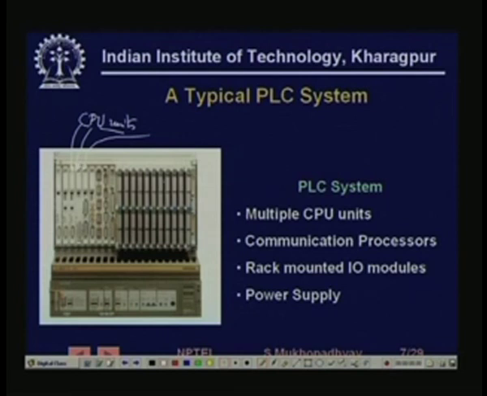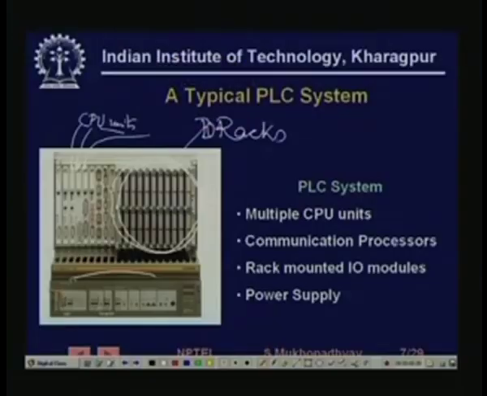There are a number of rack mounted IO modules. So, these are the rack mounted IO modules, IO racks. Each one of them will plug in one particular IO card which will interface a number of IO signals, and you have the power supply here, right. So, this is how it typically looks. You can see a number of ports. So, for example, you have a number of ports here, right. So, these are probably the communication processors.